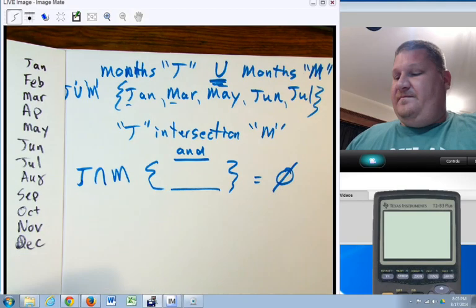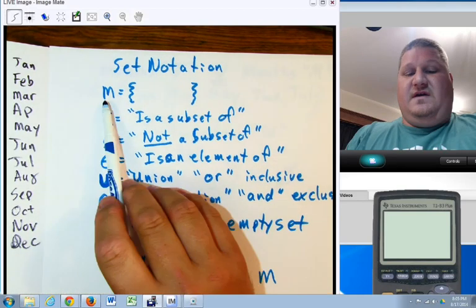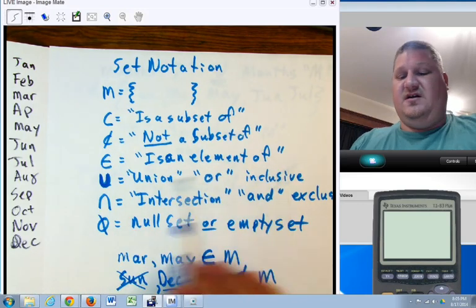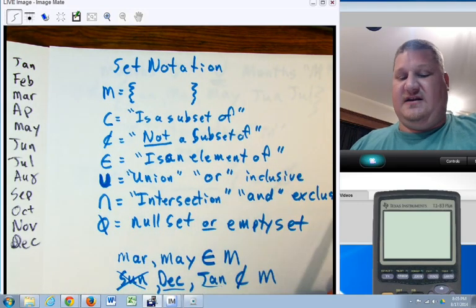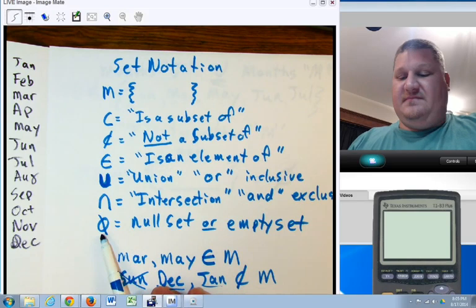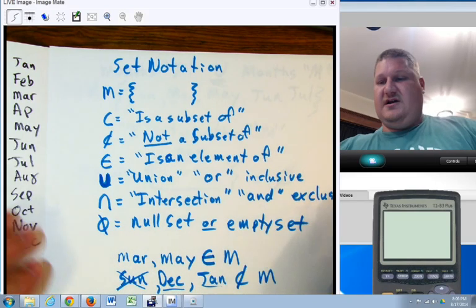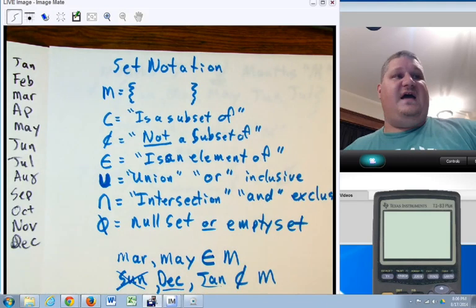So, if we have these symbols for set notation, M equals, is a subset of, not a subset of, is an element of, union, inclusive, or those are the key phrases, intersection, and exclusive, or empty set, null set, those are the types of things that we're talking about, and stuff that you've already seen, just a reminder of that notation.